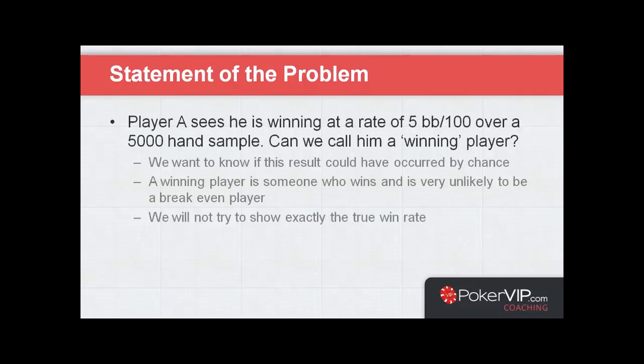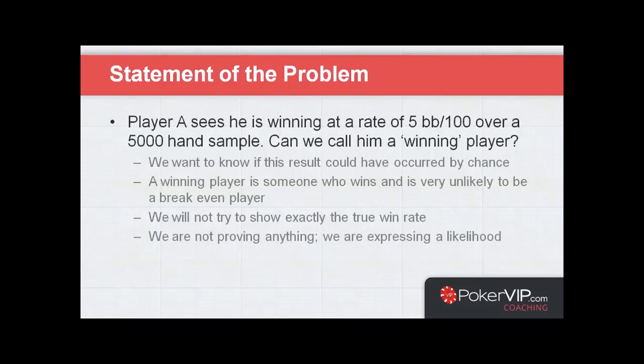We're not going to try and show exactly what the true win rate is. What we're really trying to do is simply decide if player A is in fact a winning player at all. We're going to make no statements about whether he's a 1 big blind per 100 winner or a 10 big blind per 100 winner. Just under this observation of the win rate of 5 big blinds per 100, is this sufficient to be able to show that he is in fact a winning player of any kind?